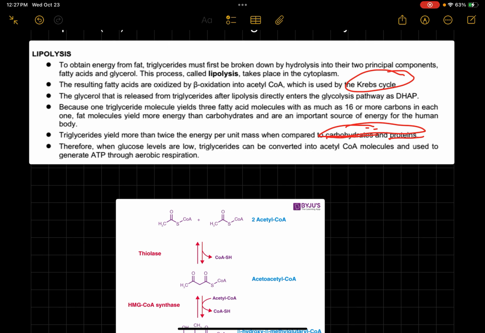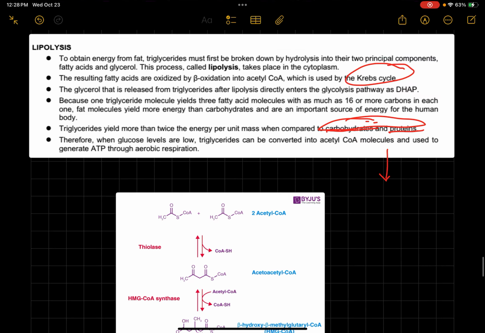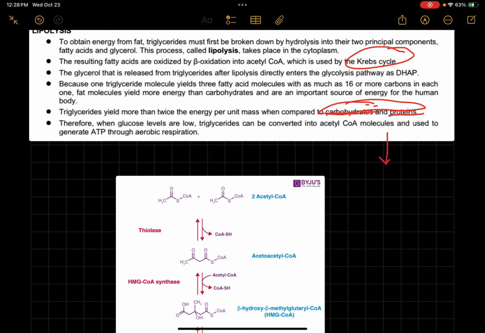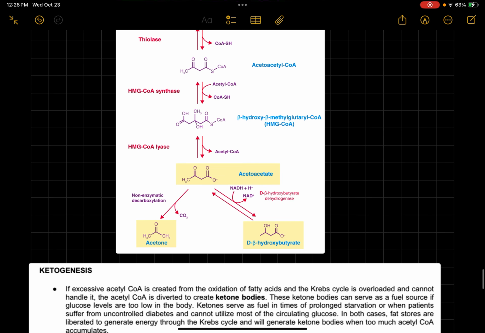That is why unahon ang carbs and protein. Therefore, when the glucose level are low, triglyceride can be converted into acetyl-CoA molecules and used to generate ATP through aerobic respiration. So, class, gapagutom ka, and you haven't eaten a day, and you're still amazed by your body nga abuhi ka pa, because of triglycerides, because of the lipid that you are, because of your liver, gina-release niya ang gin-store nyo nga fat sa iya. Okay? So, this is the pathway of ketogenesis.